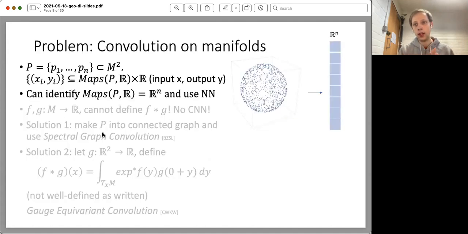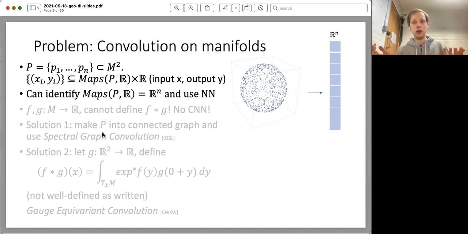Okay, so let's crack on with some geometry, or let's introduce a bit of geometry at least. The problem is the following. Suppose you have a bunch of points in a manifold, and I'm only talking about surfaces here, but all of this generalizes to higher dimensional manifolds. And then you have the following data. You have input x, which are maps from your set of points to the real numbers, and outputs which are just real numbers. And now you want to find an interesting family of functions to minimize over to approximate these.